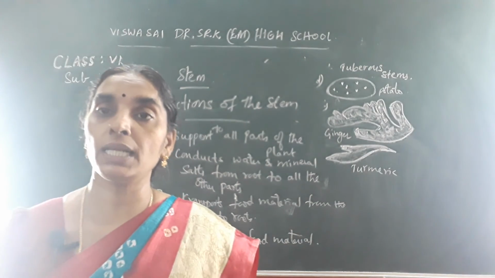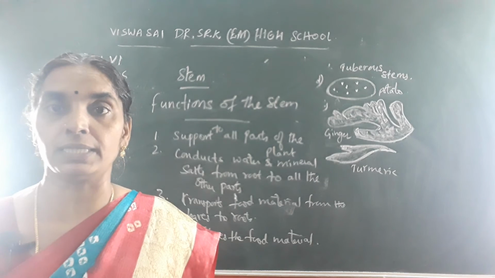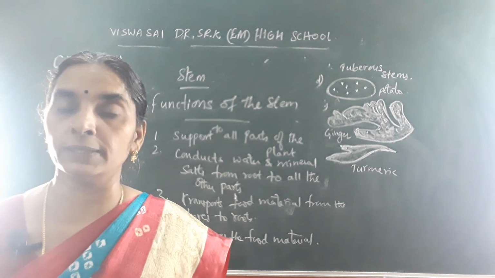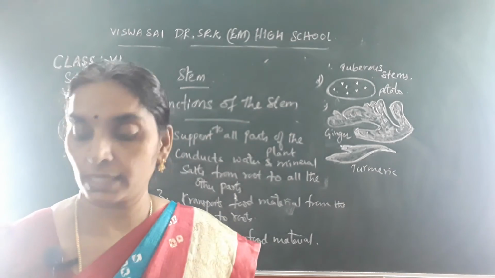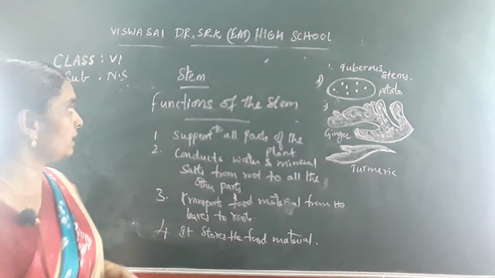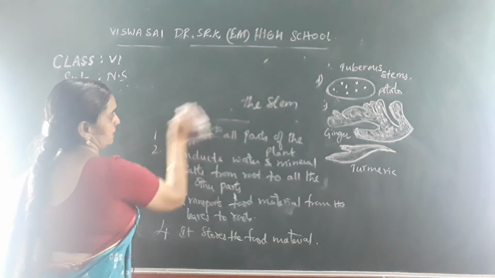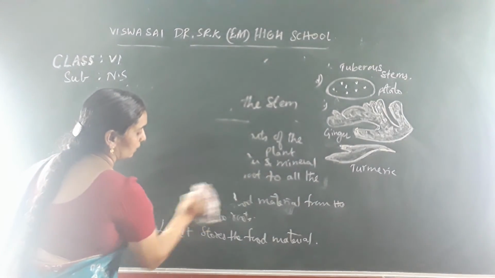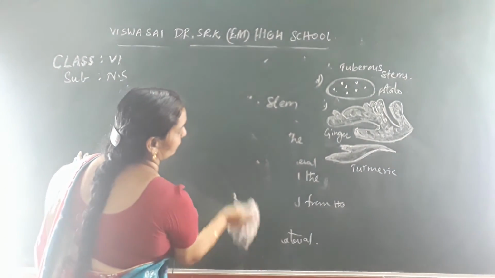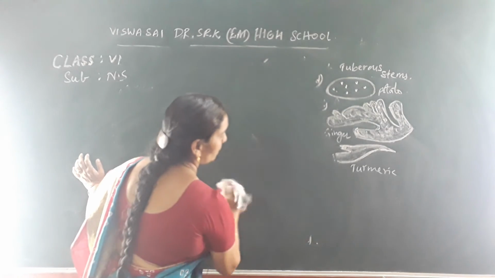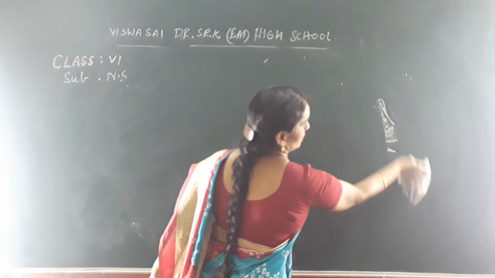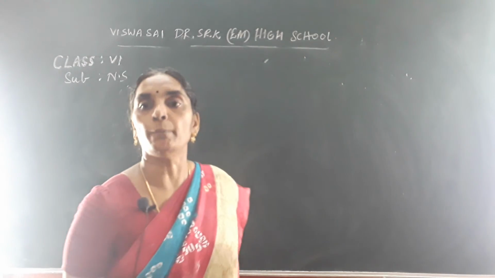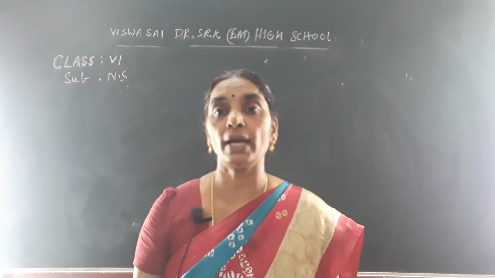Now you have already learnt about the leaf, isn't it? Now we'll see about the stomata of the leaf. What is stomata of the leaf? Stomata are the tiny pores present on the epidermal layers of the leaf. They cannot be seen with our naked eyes. They can be seen only with the help of a microscope. What are stomata?